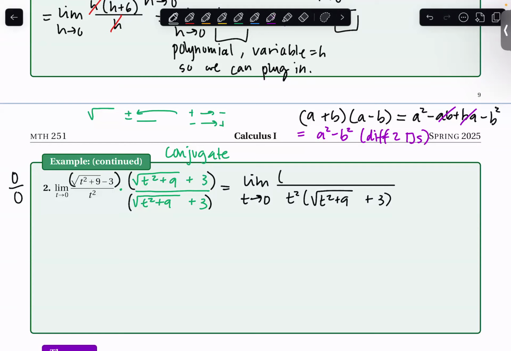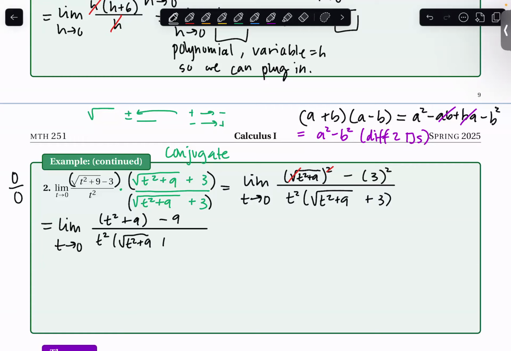But here I'll have the first term squared minus the second term squared. Then I simplify it. And again, my square and my square root now can cancel. So I just get what's inside the square root, which is t squared plus 9. My minus, in parentheses, 3 squared turns into a minus 9. And my denominator, I'm not going to change. It turns out it doesn't help me to rewrite this, so I just leave it alone.